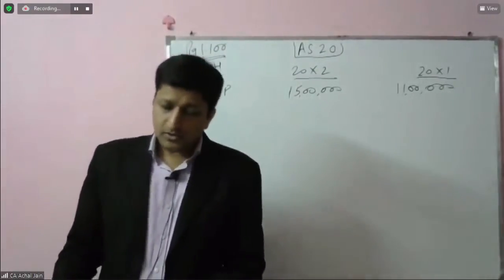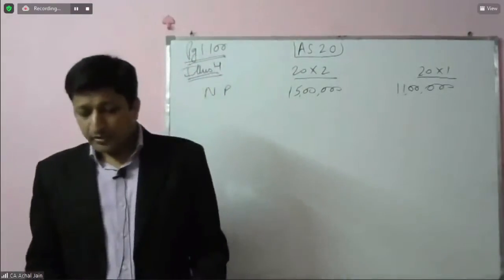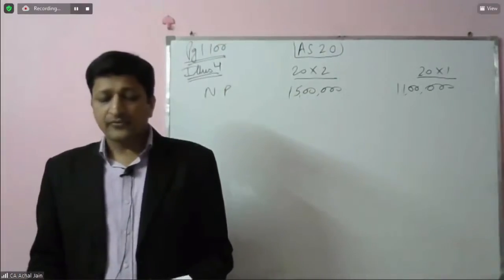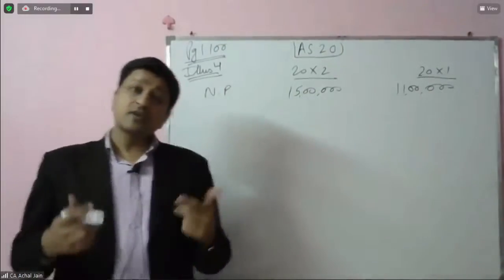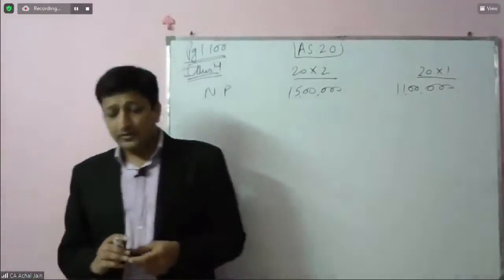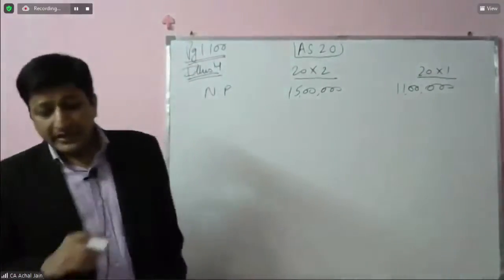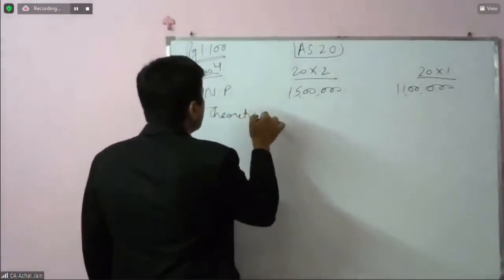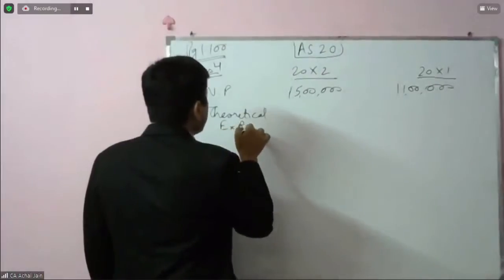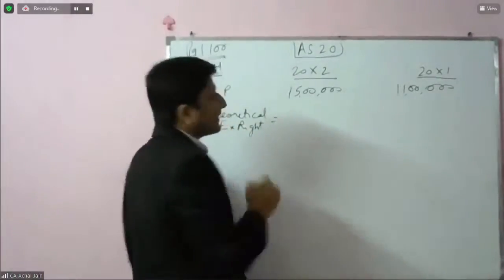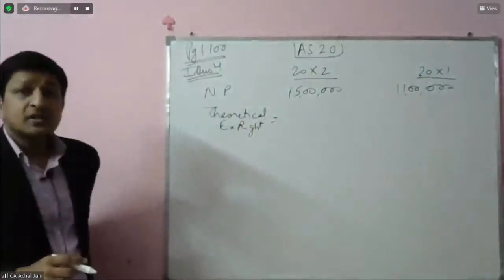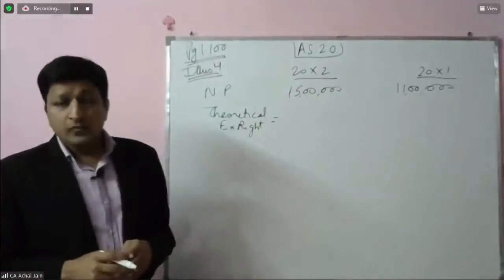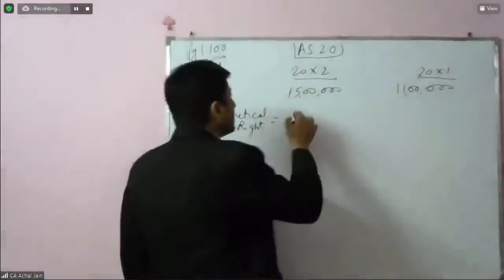Correct? Okay, so first of all, what do we need to do? First of all, we need to compute the theoretical ex-right fair value per share. Khushi has already computed the proportion. Very good. So now theoretical ex-right fair value per share. I'm not writing everything. So now what do we need for this? In the numerator, we'll need value. So what's the value before right?